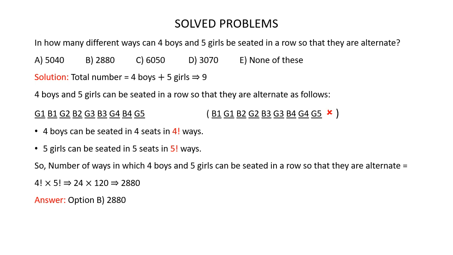4 factorial is 24, 5 factorial is 120. So 24 multiplied by 120 is 2880. So there are 2,880 different ways in which the four boys and five girls can be seated so that they are alternate. So the correct answer is option B, 2,880.